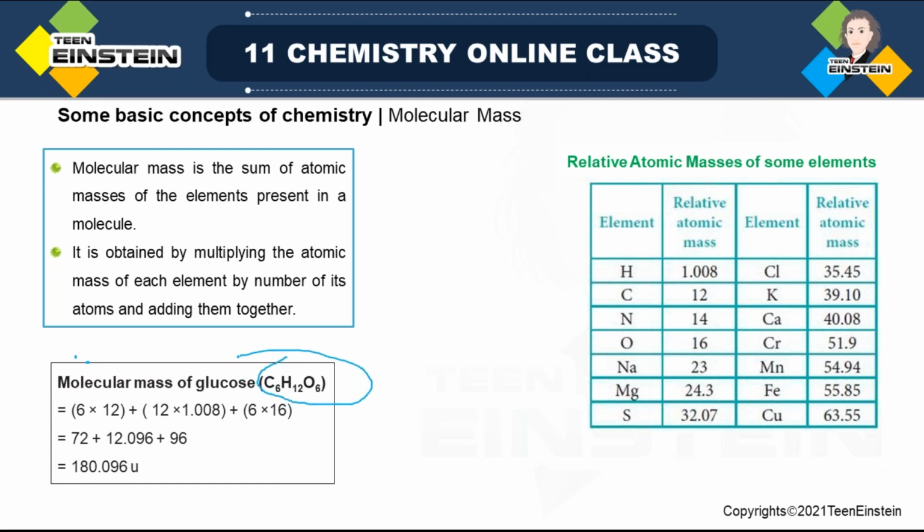C6H12O6. Carbon total 6, so 6 into 12. Here we have to choose hydrogen, carbon, oxygen. So 1.008 into 12 and 6 into 16. If you add all this, you will get the molecular mass, 180.096, which is approximately equal to 180.